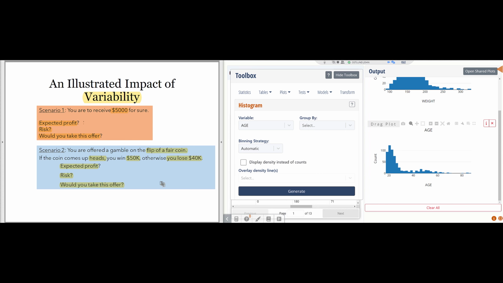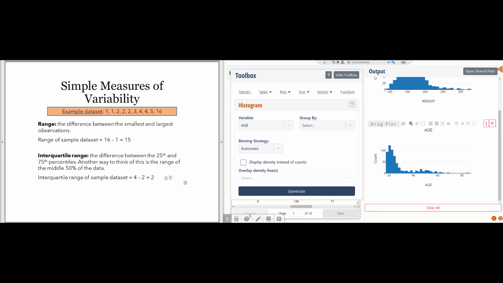Now, on a purely expected value basis, these are equivalent offers. Me giving you $5,000 is mathematically equivalent to me offering you this gamble. But one of these offers has a lot of risk associated with it, and the other has no risk at all.